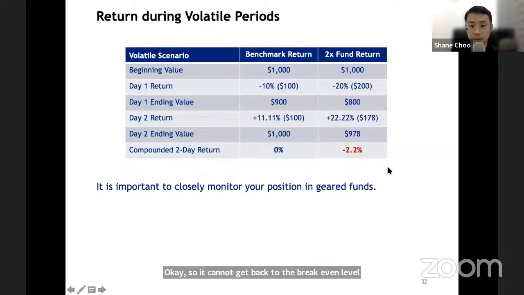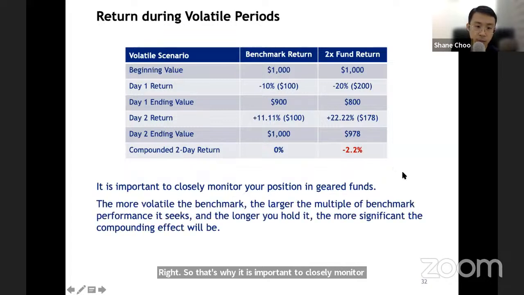So that's why it is important to closely monitor your position in geared funds. The more volatile the benchmark, the larger the multiple of the benchmark performance, and the longer you hold it, the more significant is the compound effect. So this is the point that we learned.